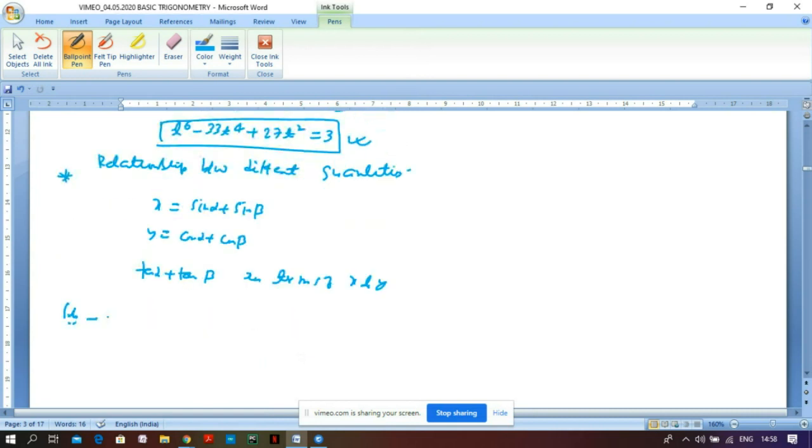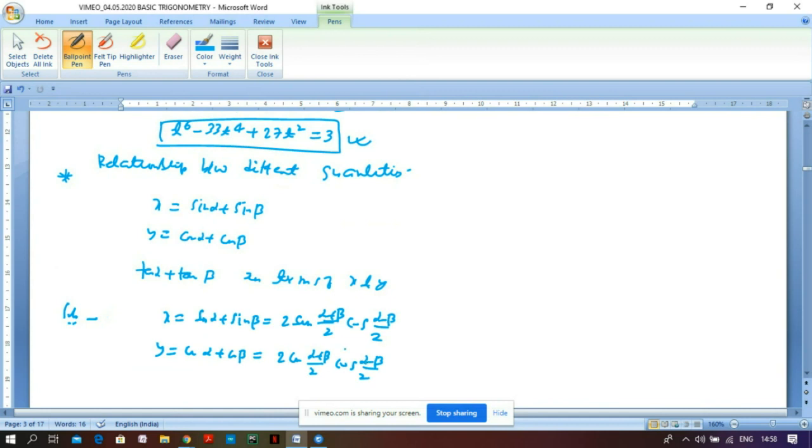In such situations, you should try to get as much information as you can from identities. So it is natural that I will use sine C plus sine D. So I rewrite x as sine alpha plus sine beta, that is 2 sine of (alpha plus beta) over 2, and cos of (alpha minus beta) over 2. Similarly, I can write y as cos alpha plus cos beta, that's 2 cos of (alpha plus beta) by 2 and cos of (alpha minus beta) over 2.